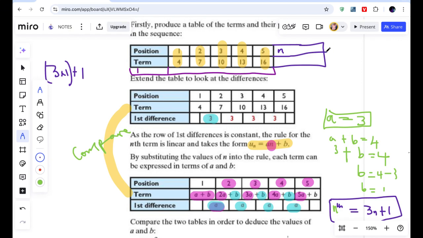Now you come here, you say the n term will be what? 3 times n, so I write 3n. Then you say plus 1. 3n plus 1. You see, I don't have to do all I did just now. So I get the n term.